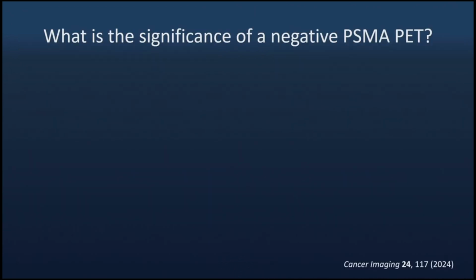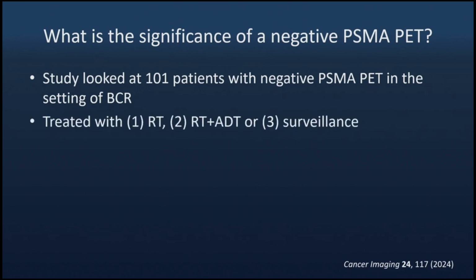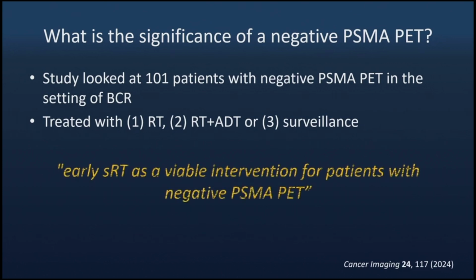So what is the significance? What happens if you get a PSMA negative PET? What do you do? Well, there's a study that looked at 101 patients with negative PSMA PET in the setting of biochemical recurrence. They ended up treating these patients with either radiation plus ADT, or they surveilled them. Their conclusion was you can treat them with radiation. The most likely area of recurrence was the pelvis. That was the recommendation based upon their paper.